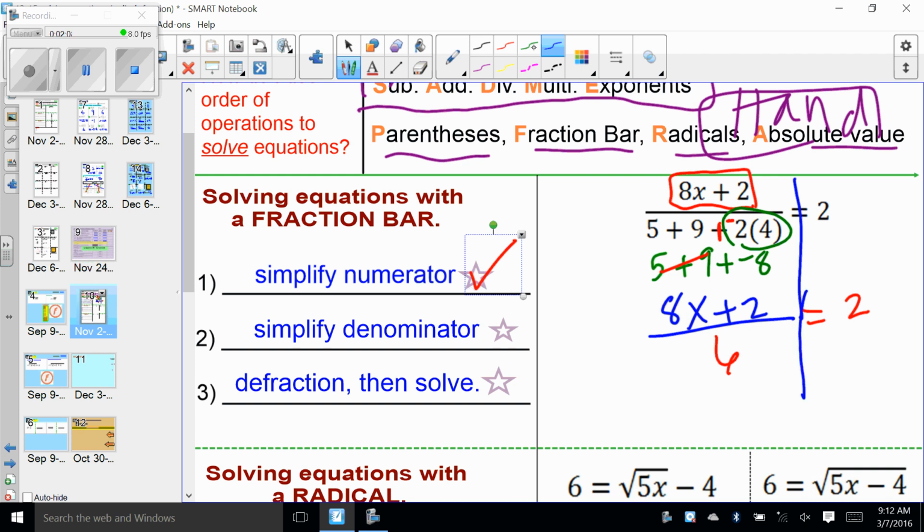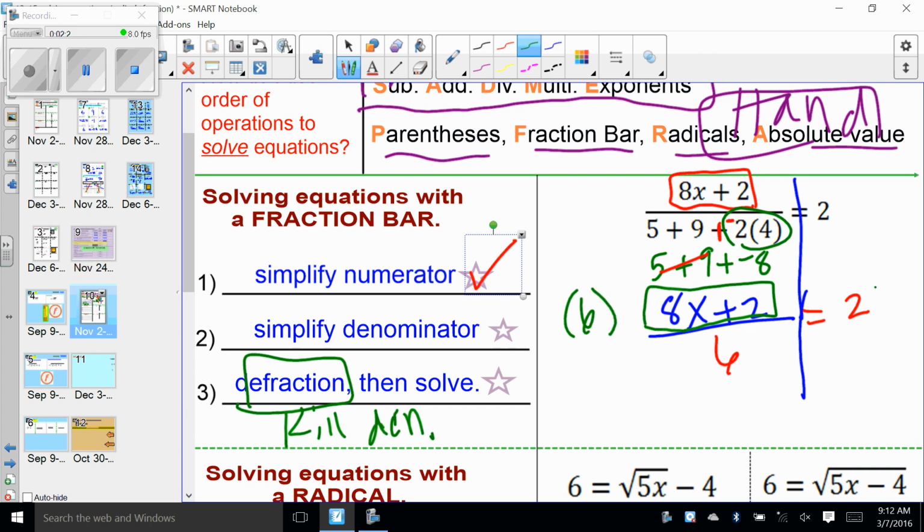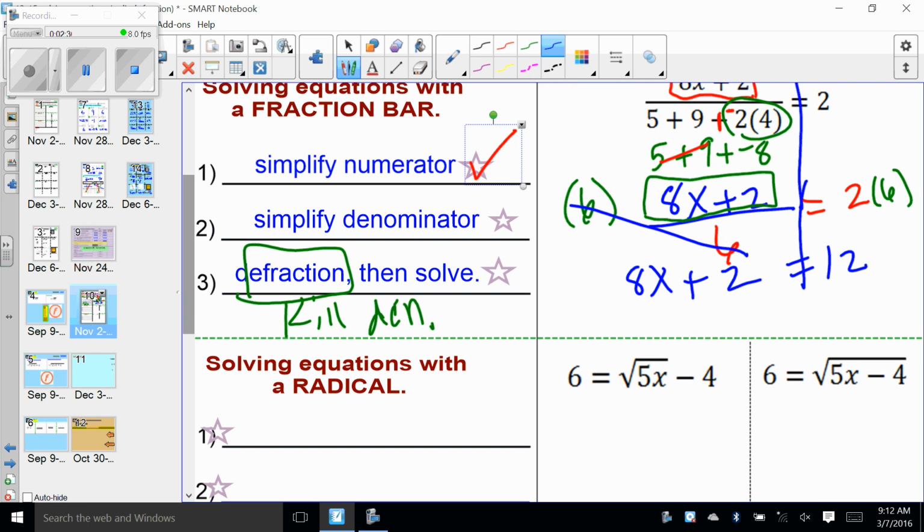Hand method kicks in. I'm going to take my hand and cover all of this because it's unlike terms. I'm going to kill the denominator, which is called defraction. To do that, I'm going to multiply both sides by 6. Copy, paste. Working left to right, if I haven't used it, drag it down. I get 8x plus 2 equals 12. Hand method kicks in the rest of the way. Take your hand, cover the variable 8x, the variable x and the 8 attached to it. What am I getting rid of? Plus 2. To get rid of that, I minus 2. Copy, paste. Working left to right, I get 8x equals 10.